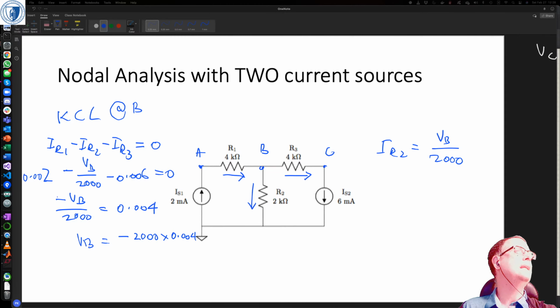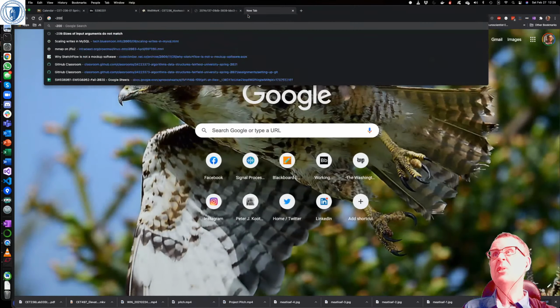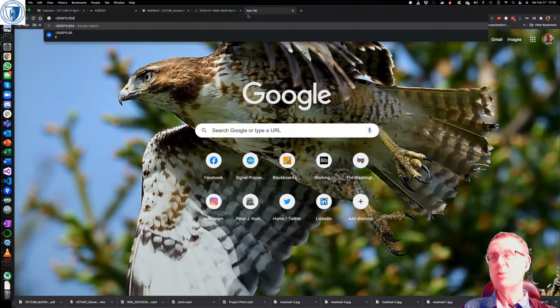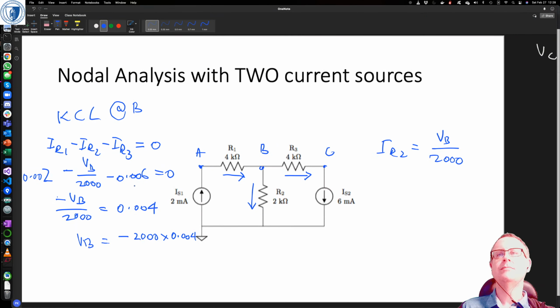And my MATLAB is locked up again for some reason. Wonder why it does that. So let's just do minus 2000 times 0.004, right? It's minus 8 volts. Sort of makes sense if I'd actually thought about it.